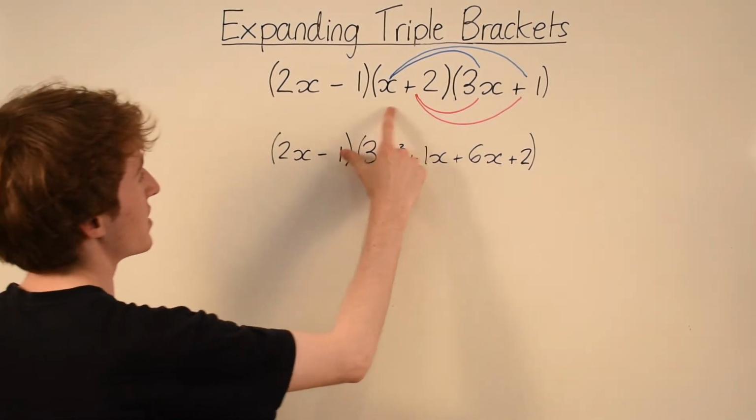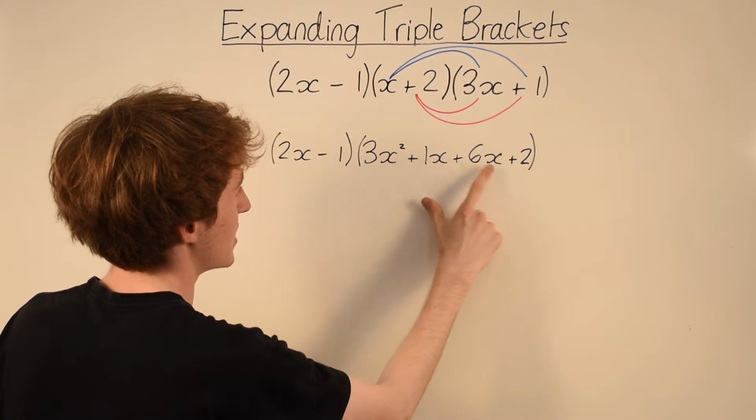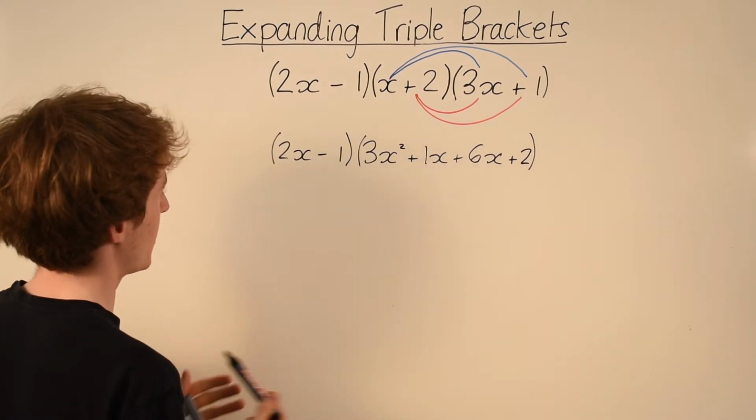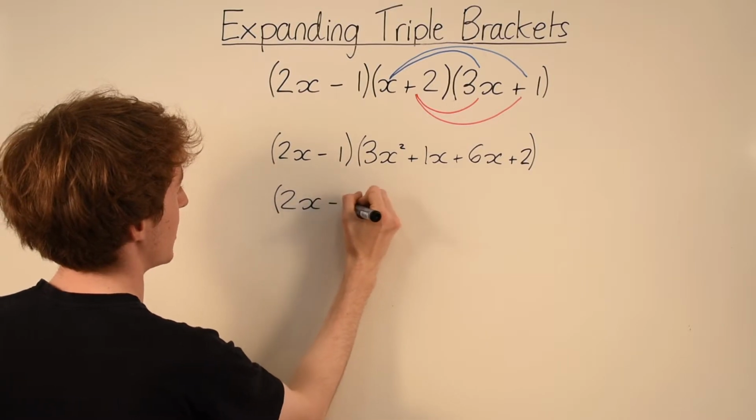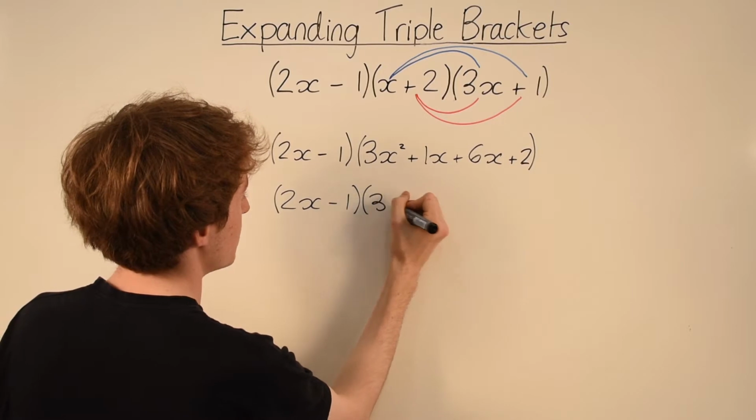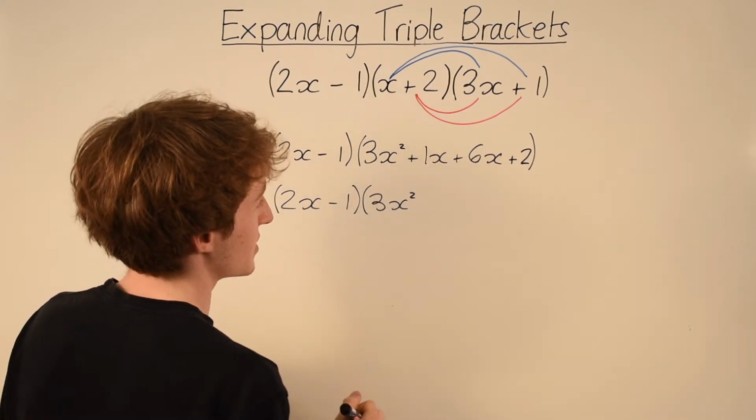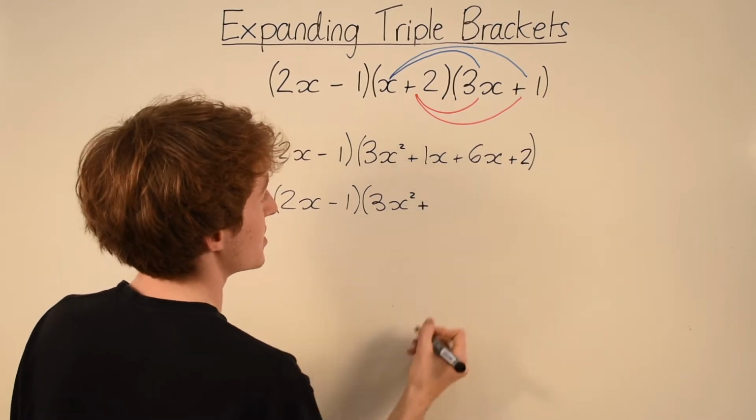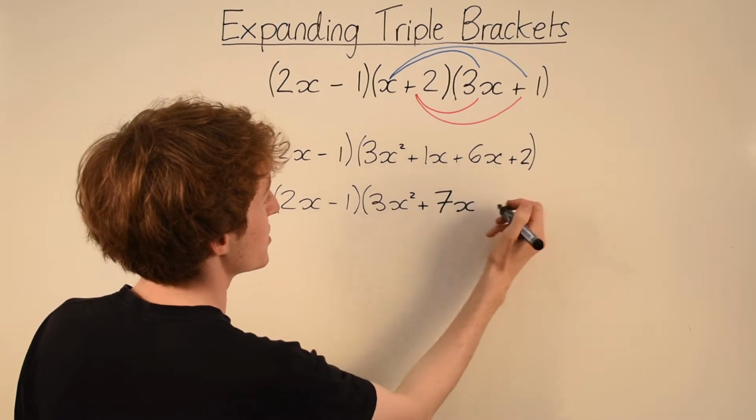Okay, now that we've expanded these double brackets, we can actually simplify the expression here by collecting together these two x terms. So let's go ahead and do that. This 2x minus 1 is going to stay the same, so I'm just going to copy that down. And now this 3x squared is going to stay the same. But we've got plus 1x and plus 6x, so if we collect those two like terms together, we get plus 7x. And then we've got a plus 2 at the end.